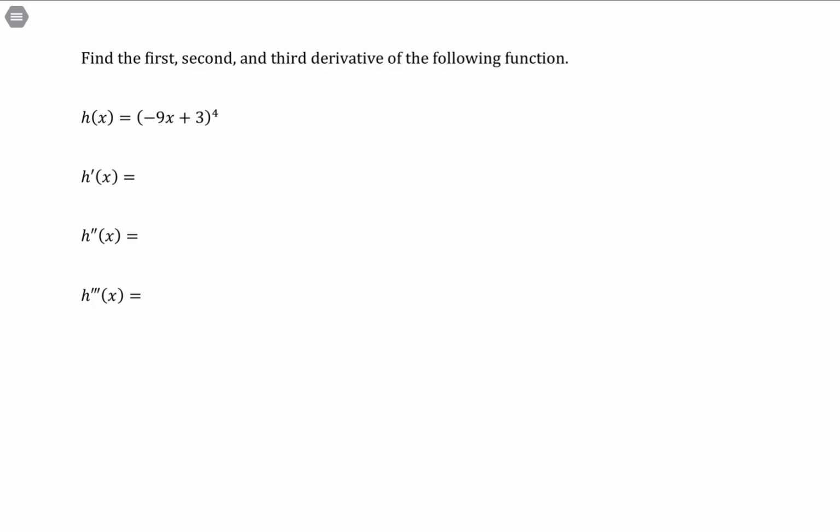Find the first, second, and third derivative of the following function. So I have negative 9x plus 3 to the fourth power. And I need to find successive derivatives of this thing.